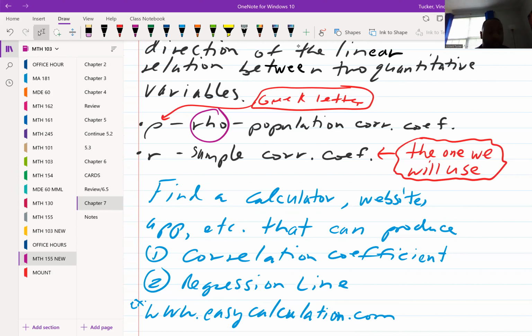Easycalculation.com is one that I know is reliable, and I'll show you that one, but you don't have to use that. You can use anything. I'm not asking you to pay for anything. There's a whole bunch of free stuff out there. But you want something that can calculate the correlation coefficient and the regression line accurately.